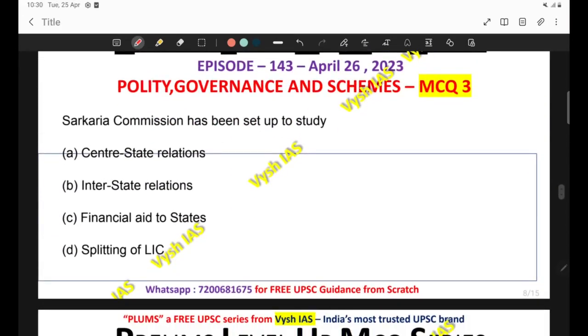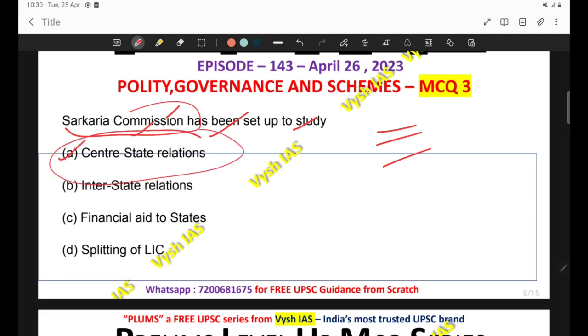Now come to the next question. Sarkaria Commission has been set up to study. Commissions and committees, their names, become important from the exam perspective. There can be direct questions like this, where they give a commission or committee and ask out of the following options which subject it is related to. Similarly, they can also put the names of commissions in the statements. So please go through the names of important commissions, especially the recent ones. Here the answer comes out to be A, center-state relations.